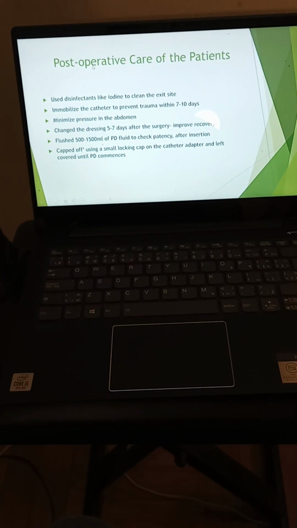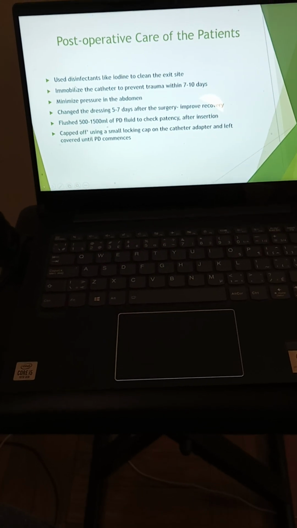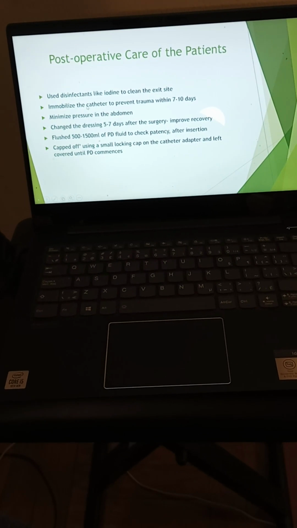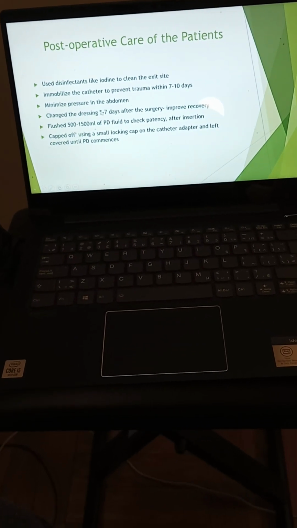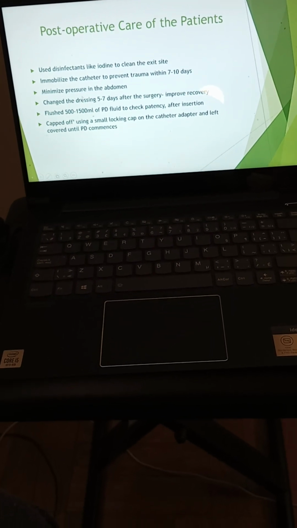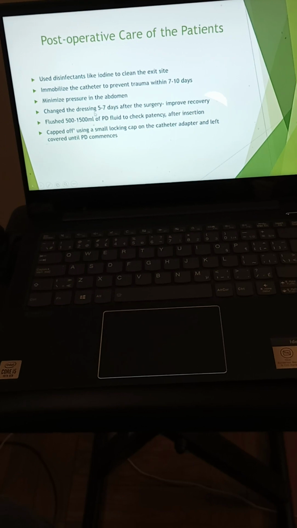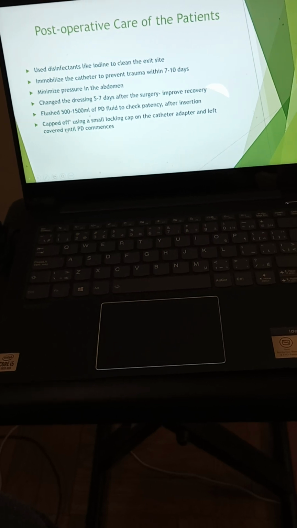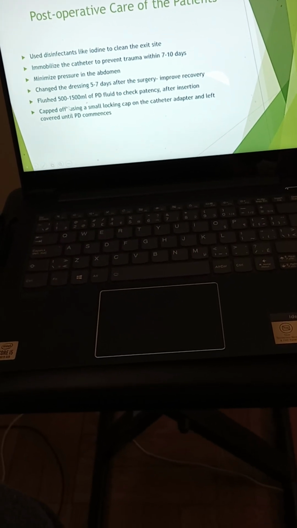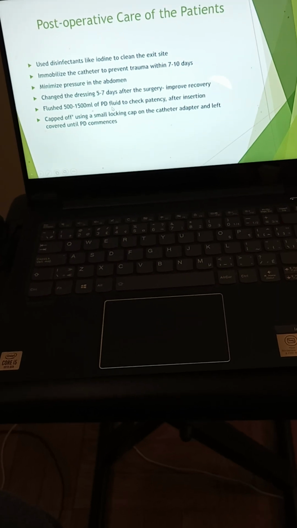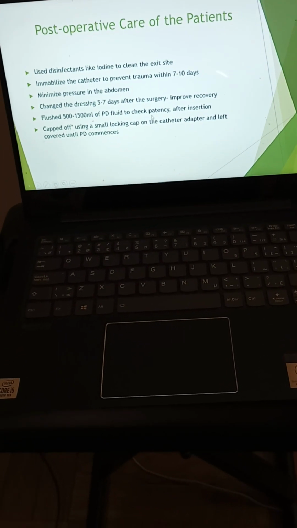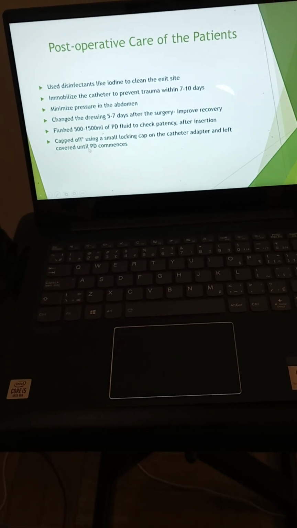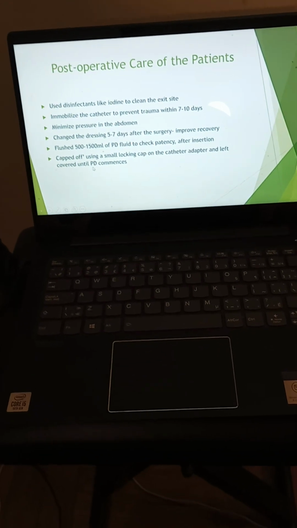The post-operative care of the patients is to use disinfectants like iodine to clean the exit site, immobilize the catheter to prevent trauma within 7 to 10 days, minimize pressure in the abdomen, and change the dressing in 5 to 7 days after surgery to improve recovery. Flush 500 to 1,500 ml of PD fluid to check patency after insertion. Cap off using a small locking cap on the catheter adapter and leave it covered until PD commences.